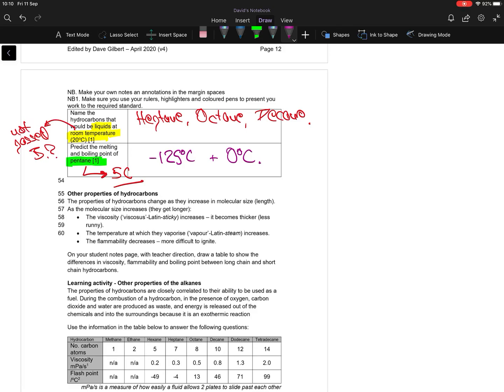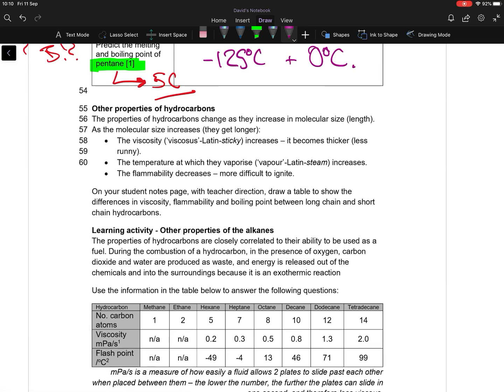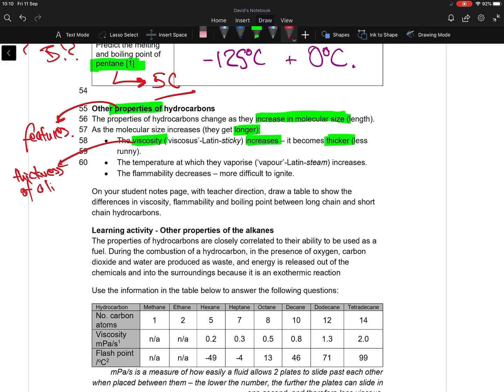Right, let's carry on. If we carry on and look at properties again. As we said earlier, just remind ourselves, properties, another word for features of hydrocarbons. So the properties of hydrocarbons change as they increase in molecular size. As the molecular size increases, they get longer, the viscosity increases. So it becomes thicker. Viscosity is about the thickness of a liquid. If you think of the difference between water and golden syrup, syrup's thicker, isn't it? It takes a longer time to pour out of a jar than water does out of a glass. That's because it's thicker, okay?